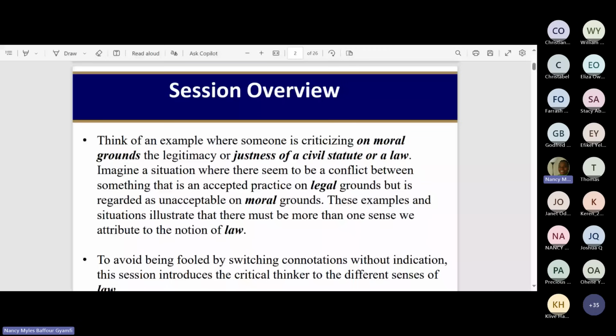Session overview. Think of an example where someone is criticizing on moral grounds the legitimacy or justness of a civil statute, a statute, or a law. Imagine a situation where there seems to be a conflict between something that is an accepted practice on legal grounds, but is regarded as unacceptable on moral grounds.